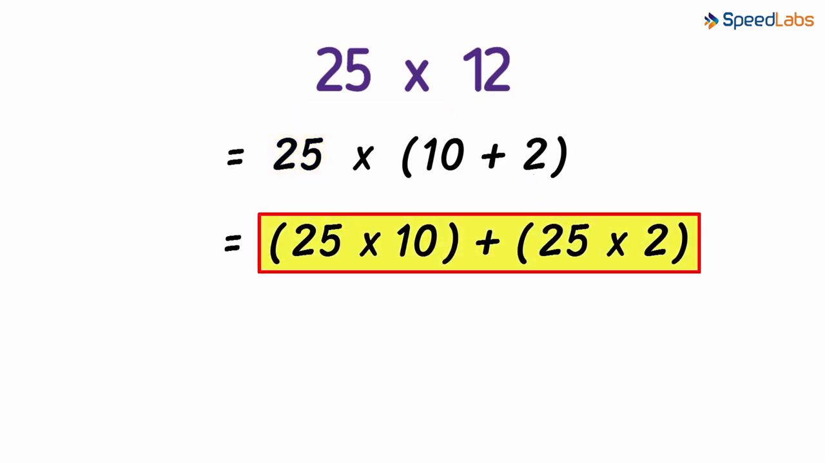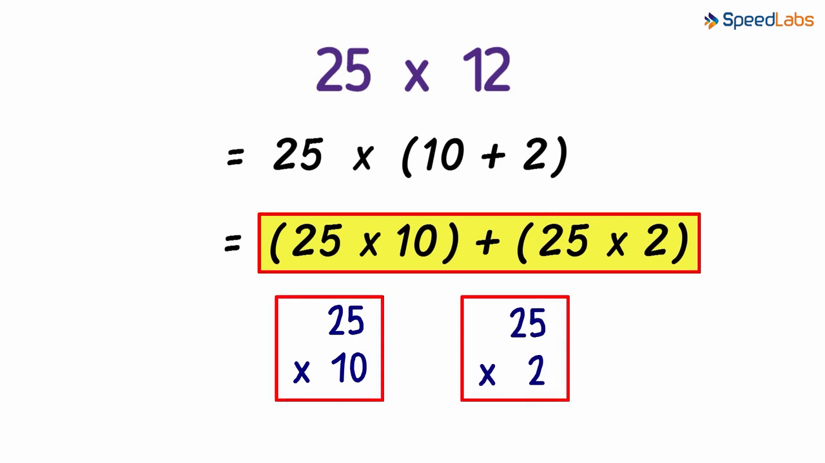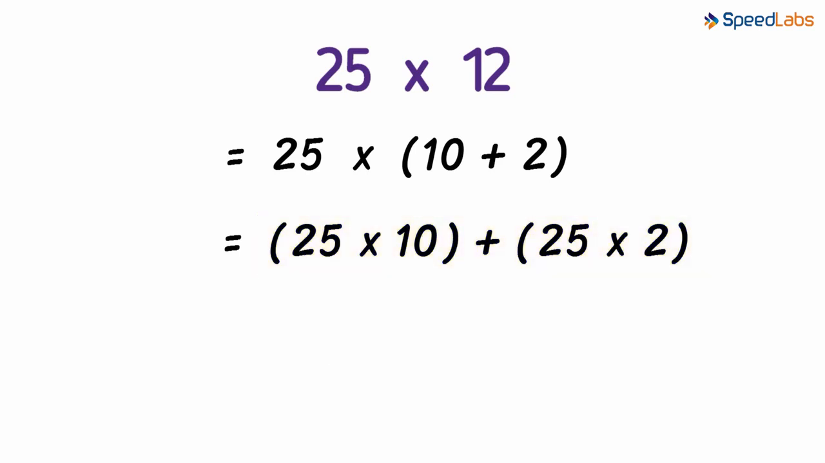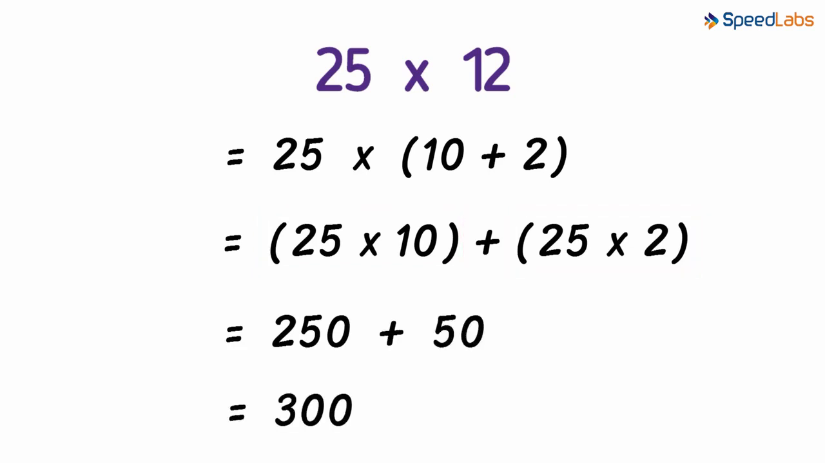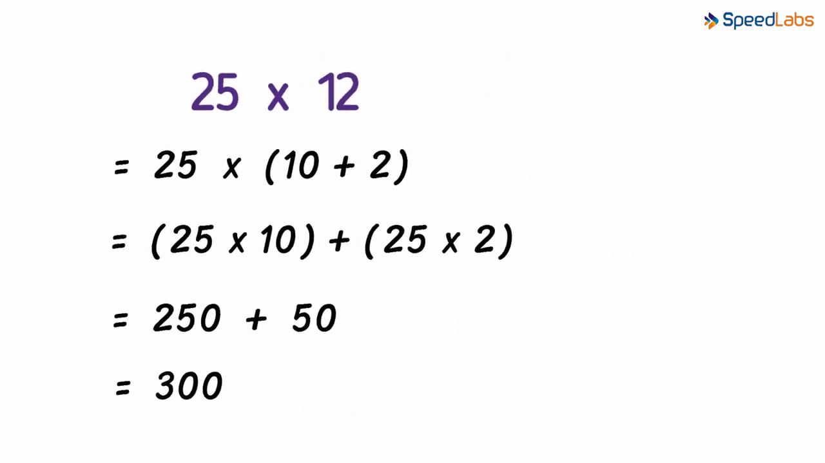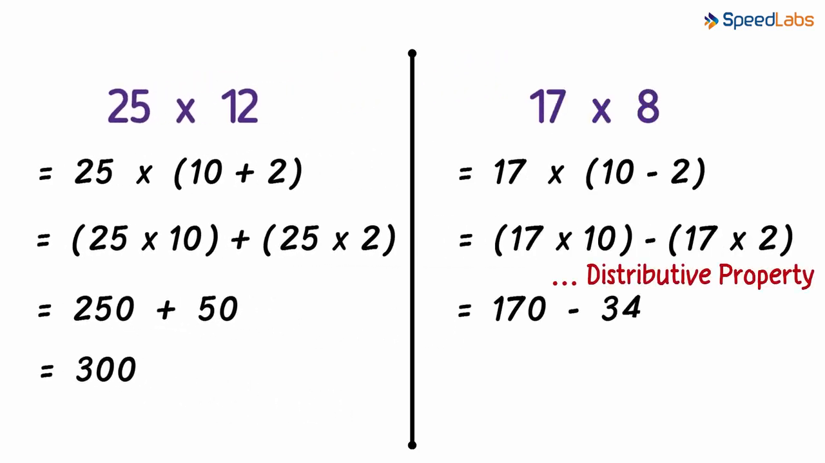Observe these expressions carefully. We have to multiply 25 with 10 and 2 individually. Do we need to perform all these steps this time? Not really. It is easier to calculate both the products now. Adding these two products gives us the final answer as 300. Here's one example to understand the application of distributive property. So we saw how different properties of integers help us in making our calculations simpler.